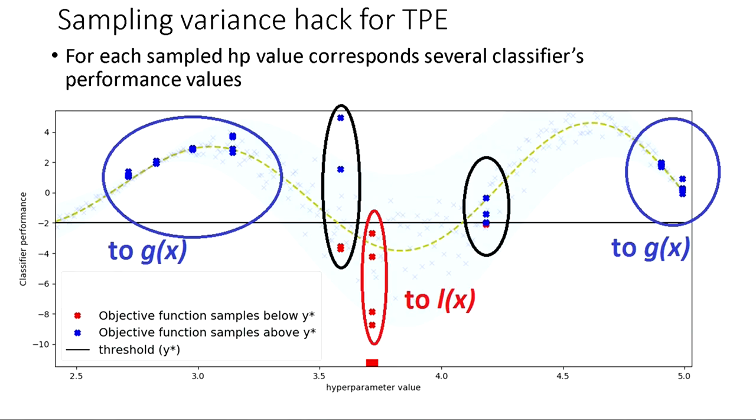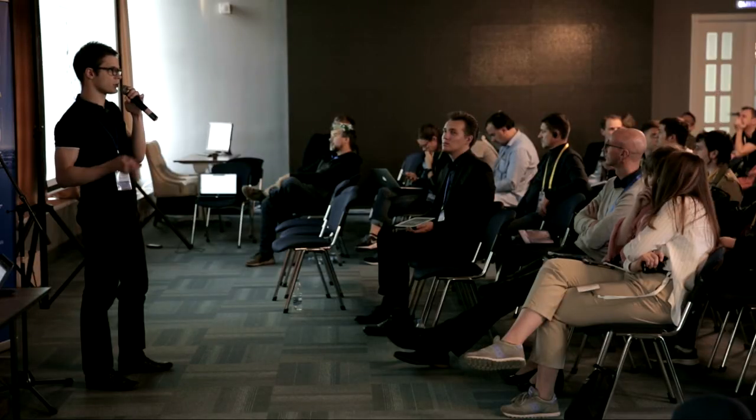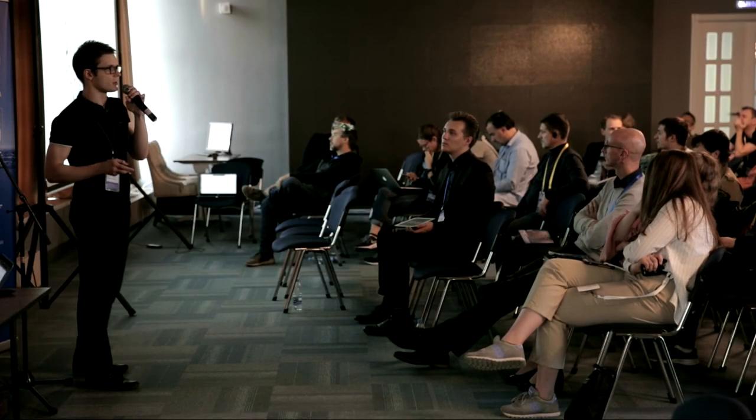I propose to use a weight mechanism, so each sampled hyperparameter value will have a weight, and the weight of blue and red ellipses will be twice higher than that of hyperparameters corresponding to the black ellipses. These weights are produced by a softmax function with temperature, and by controlling this temperature you can control the exploration versus exploitation properties of your algorithm. Here we see an example of high temperature, and here an example with low temperature. Thank you for your attention.